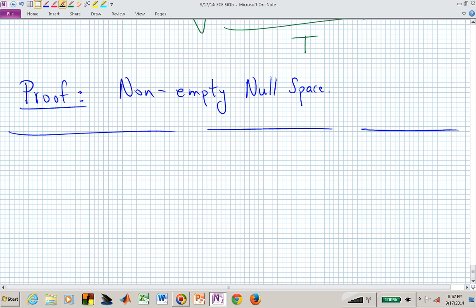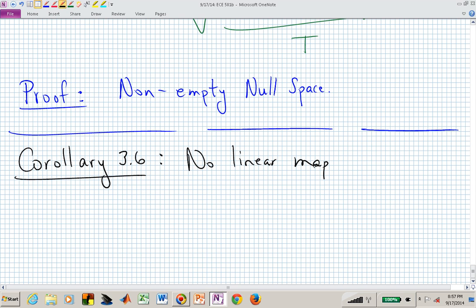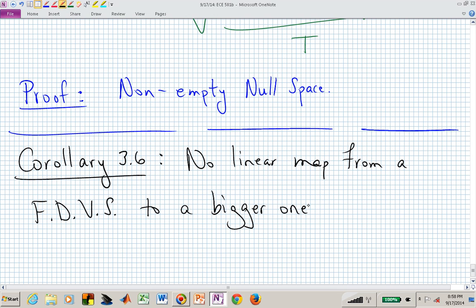That was corollary 3.5. Our next corollary looks at the opposite situation, where we're going from a small domain into a larger codomain. Again, we have no linear map from a finite dimensional vector space to a bigger one. So now think you go from R3 to R5.